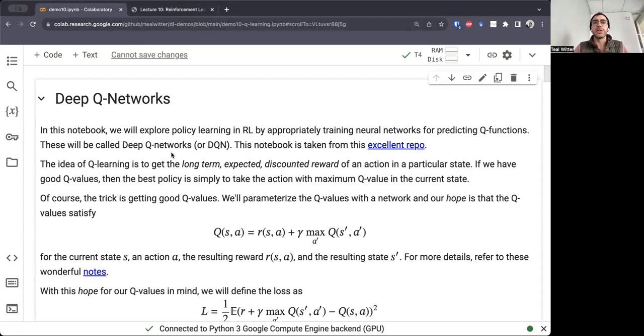The idea is to get the long-term expected discounted reward of an action in a particular state. So it's not just looking one step ahead at what the immediate reward is going to be. It's saying, what is the reward I'll get in the next step and in all the future steps if I take a particular action and then follow the optimal policy. If we had these values that told us the value of this action in this state, then we could solve this problem really easily because the best policy is simply to take the action which maximizes the Q value in the current state.